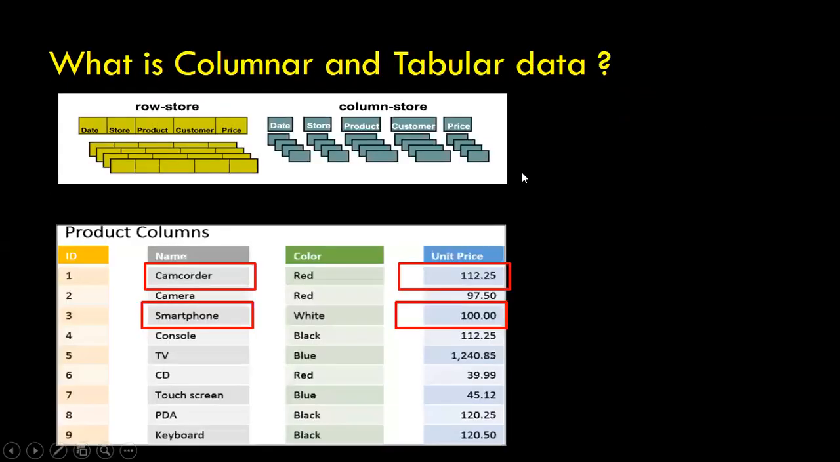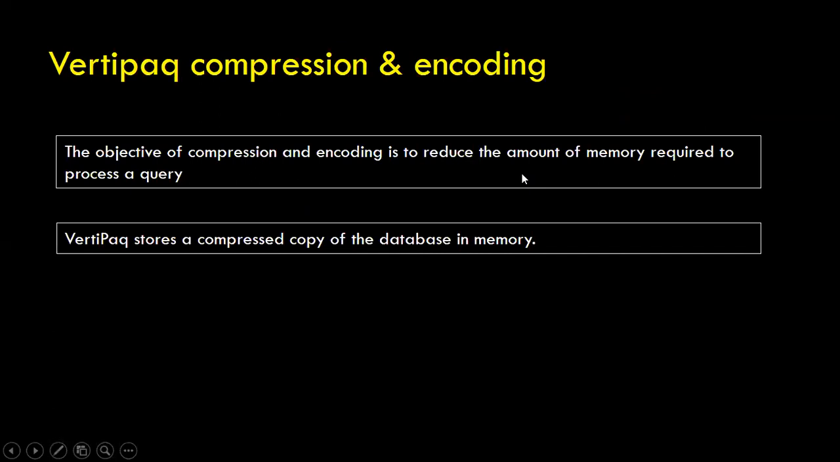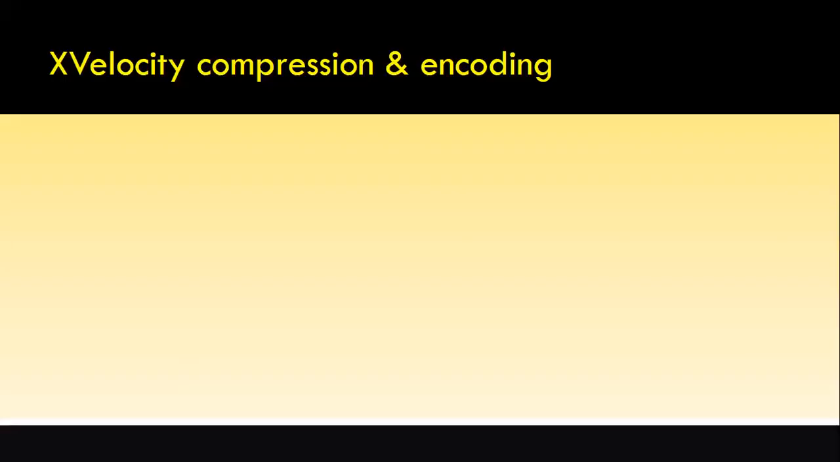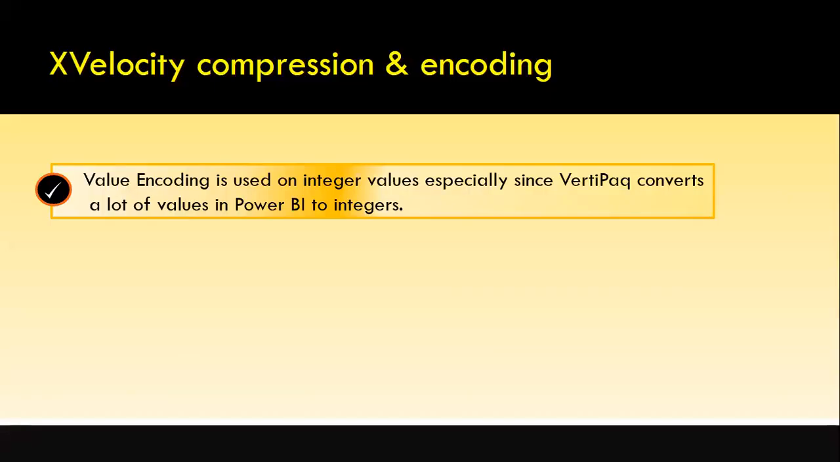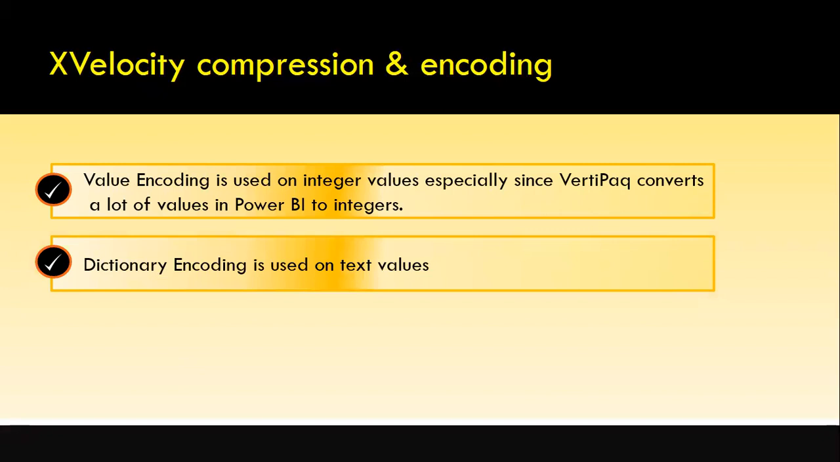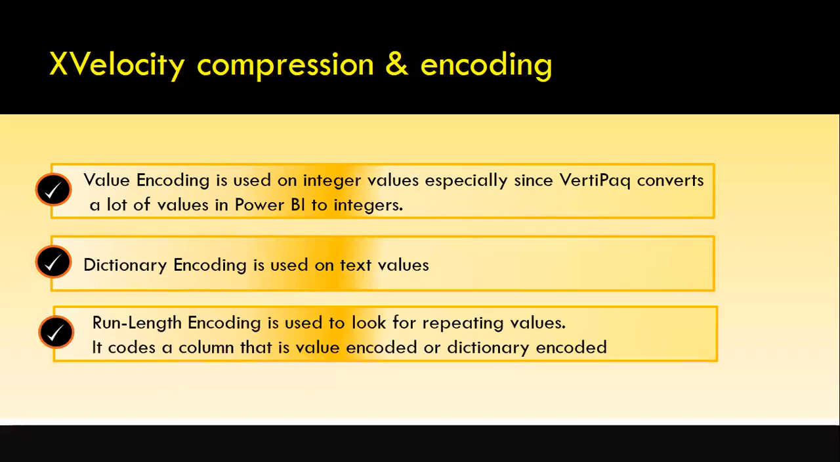Next question: in the case of xVelocity, it does the compression. On what basis does it do the compression? It's kind of zipping, like WinZip. How does it compress, what kind of technique does it use? In this case, it uses value encoding, dictionary encoding, and run length encoding.